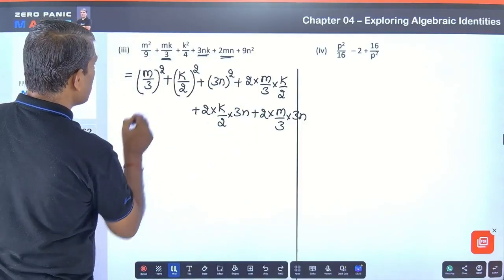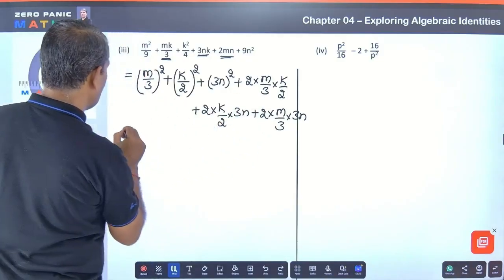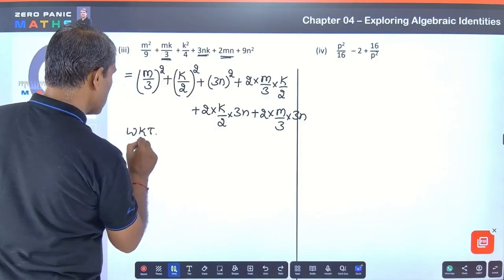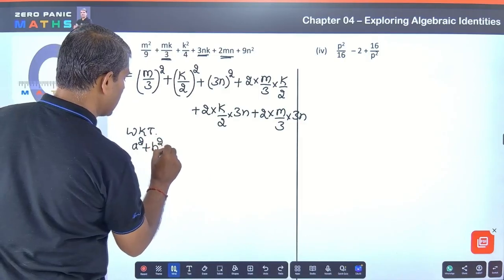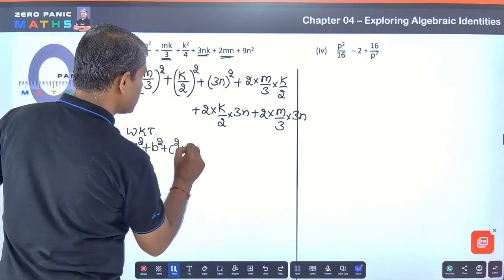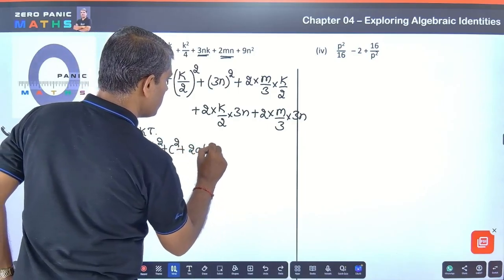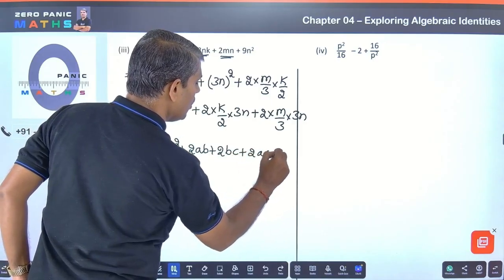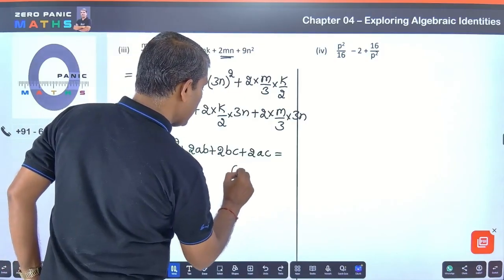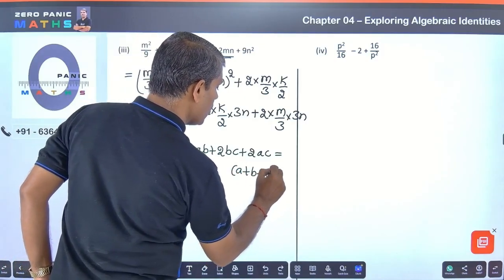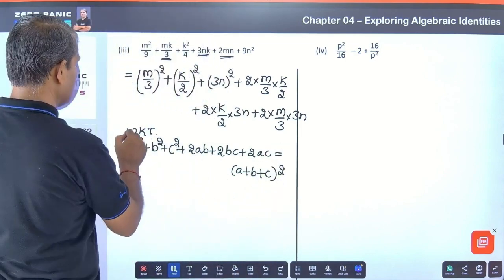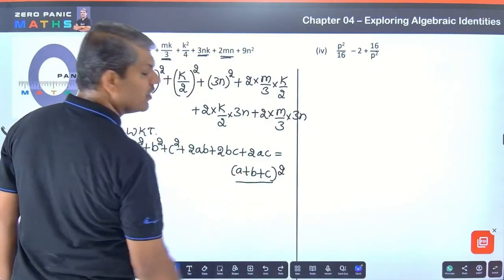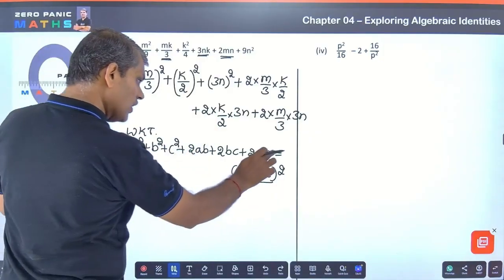Okay, so now we know that this is the expanded version. Let me write that we know that a square plus b square plus c square plus 2ab plus 2bc plus 2ac is equal to what is that? a plus b plus c whole square. Okay, we know this formula. We already have the expanded version.